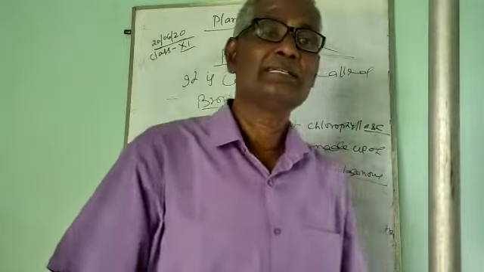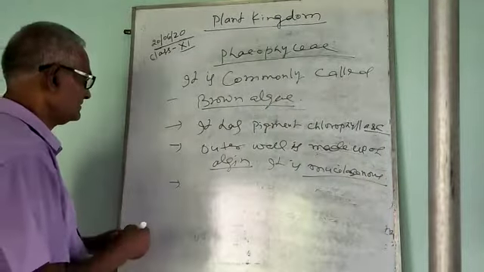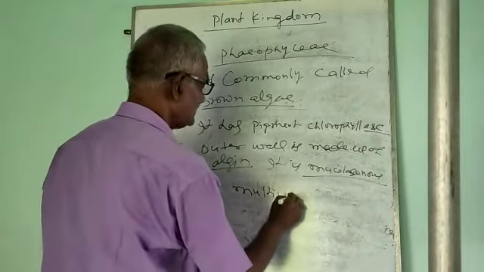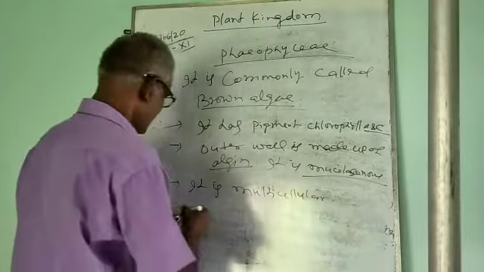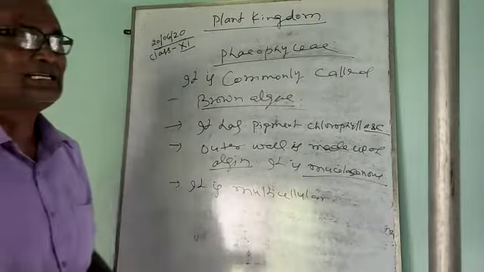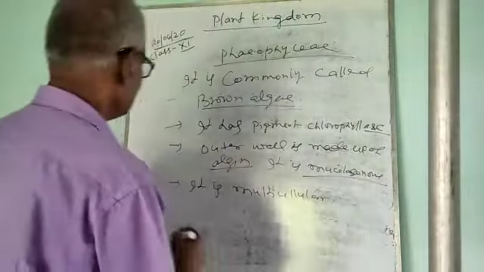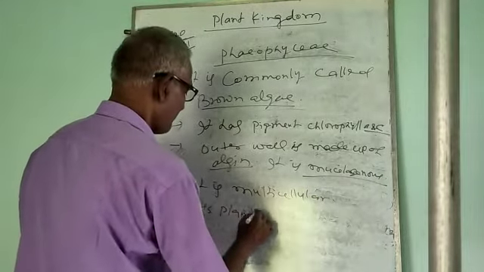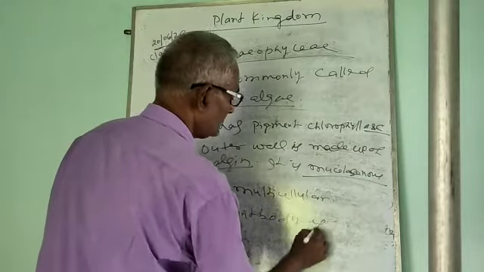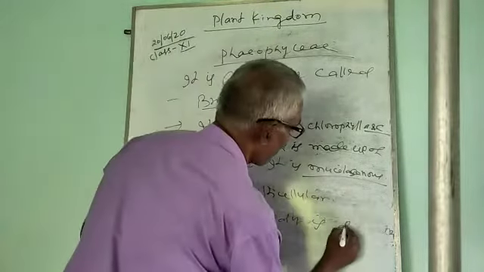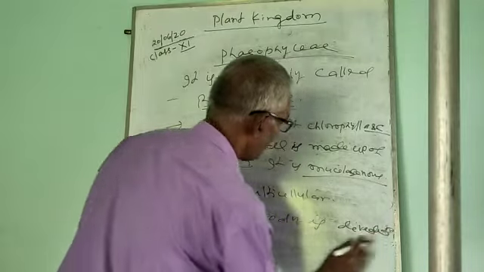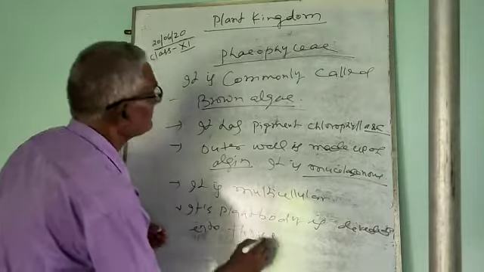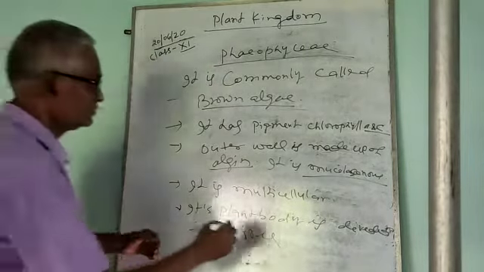Its plant body is mostly multicellular and is divided into three parts.